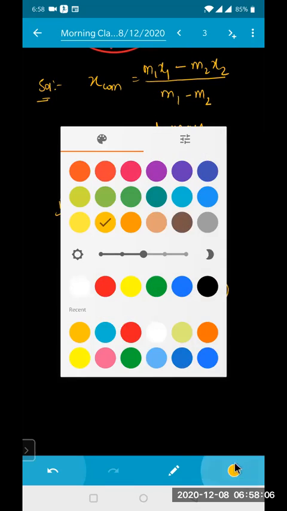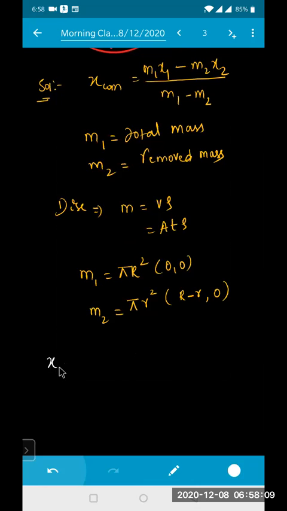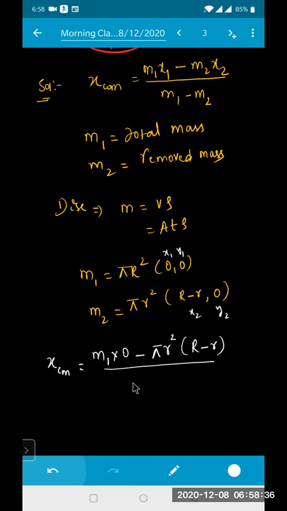Now calculate the value of your xcm. x center of mass is equals to x1, ఇది x1 కదా, ఇది y1, ఇది x2, ఇది y2. Okay, so mass of this one is m1 రాసుకుంటున్నాను into x1, x1 is 0, minus m2, which is pi into r square into x2, which is capital R minus small r, divided by pi into capital R square minus pi into small r square.